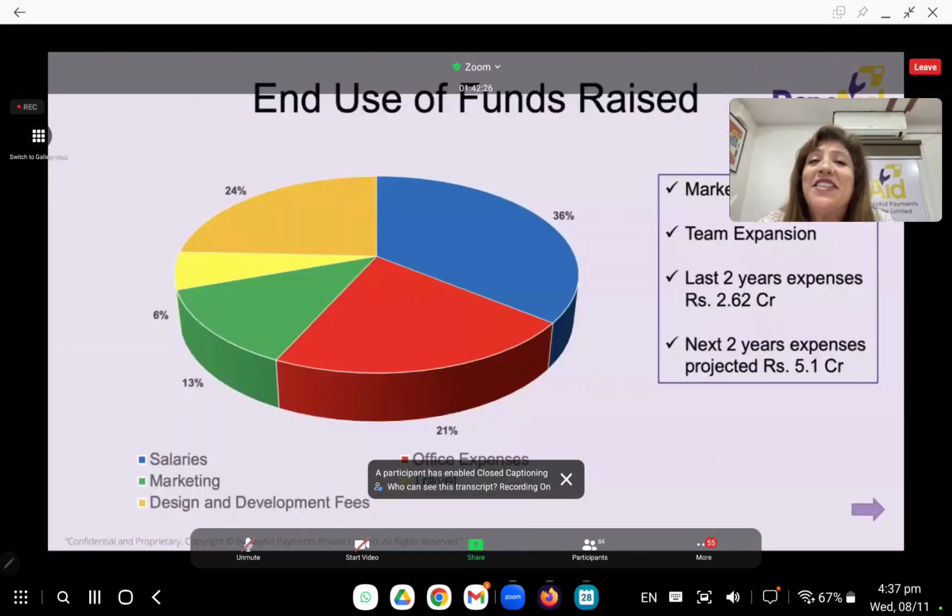Where are we going to use the 6.5 crore rupees that you give us? It's going to be used primarily for scale up. So there is a huge cost of marketing expenses, which comes to about 25-26%. There is a team that needs to be hired. There is definitely some amount of design and development fees because we will need to improve on the product, and the basic office expenses. In the last 2 years, our expenses were 2.6 crores, and we are projecting expenses of about 5.1 crores in the next 2 years.